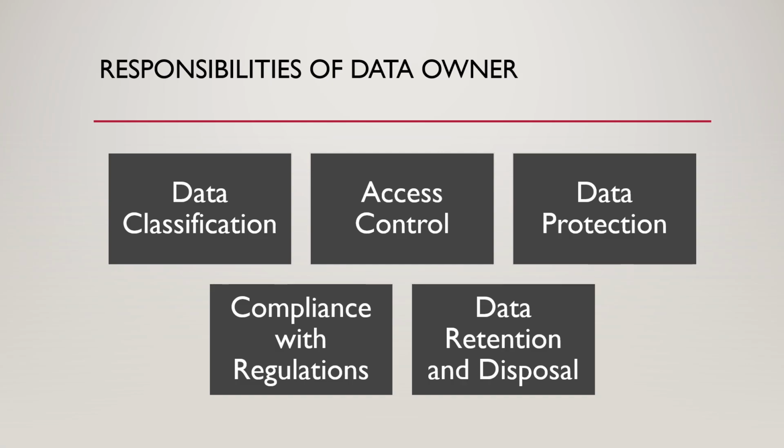Then we got data protection. They're the ones who are responsible for implementing security measures to protect the data from unauthorized access, breaches, or corruption. This could be like using encryption or backup solutions or other safeguards to make sure that we have our integrity or our confidentiality of our data. Because remember, the CIA triad is our tried and true. We need to have it as our foundational knowledge.